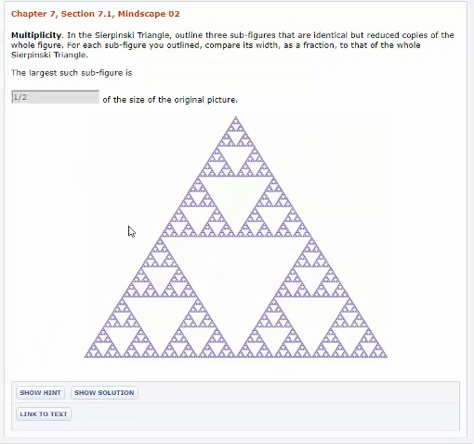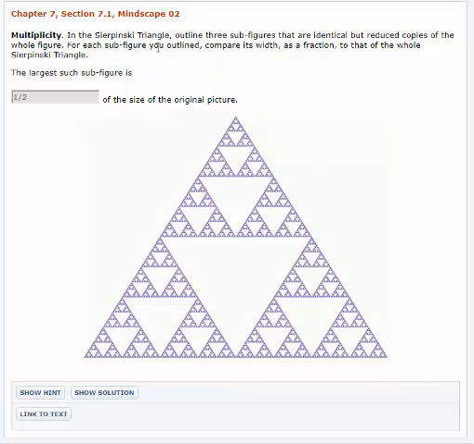Now let's take a look at this one here. In this triangle, outline three subfigures that are identical but reduced copies of the whole figure. This is the whole figure, and you can see the whole figure once here, and once here. So it looks like there are three subfigures.